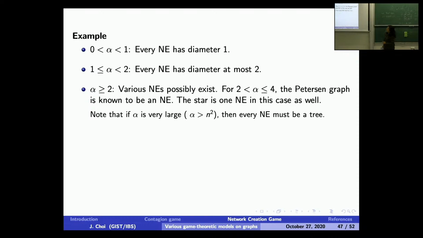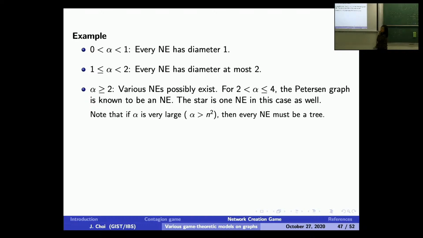And then when alpha is bigger than 1 and at most 4, the Petersen graph is known to be a Nash equilibrium. And then the star is still a Nash equilibrium. And note that if alpha is very large, where n is the number of vertices, and if alpha is really expensive, greater than n squared, then there's no reason. Once it's connected by just the minimum number of edges, like a tree, no one has any desire to pay extra. So in that case, it must be a tree.